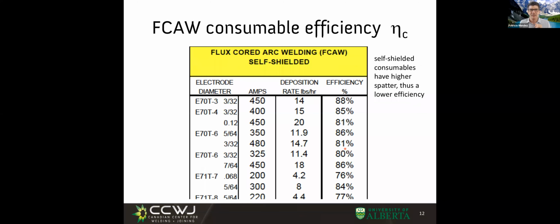But let's see. Now let's see self-shielded. It gets interesting because the values now start to crack into the 70s. What's the difference here? The amount of flux is more or less the same, but the amount of spatter is not the same. You see now how in the consumable efficiency, one of the terms, the metal fraction, is more or less the same, but you see in action the other part, the efficiency of metal transfer, which in this case is lower because of the higher spatter.